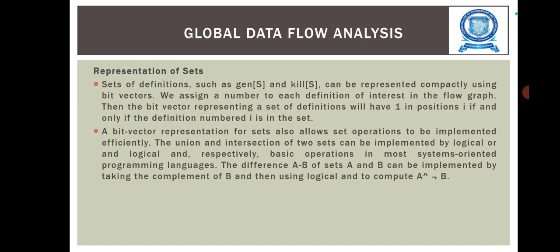Next is the representation of sets. Sets of definitions can be represented compactly using bit vectors. We assign a number to each definition of interest in the flow graph. Then the bit vector represents a set of definitions. Here the representation for sets also allows set operations to be implemented efficiently. The union and intersection of two sets can be implemented by logical OR and logical AND respectively.